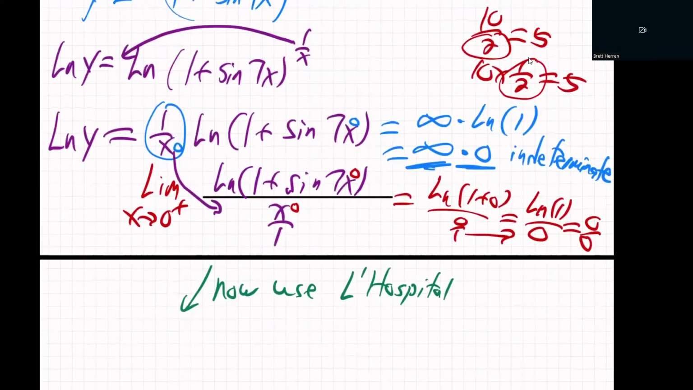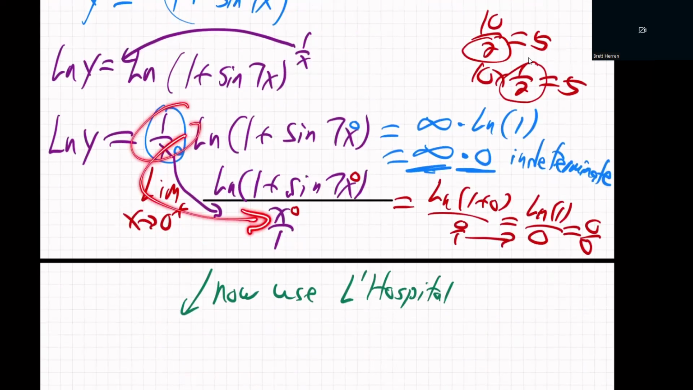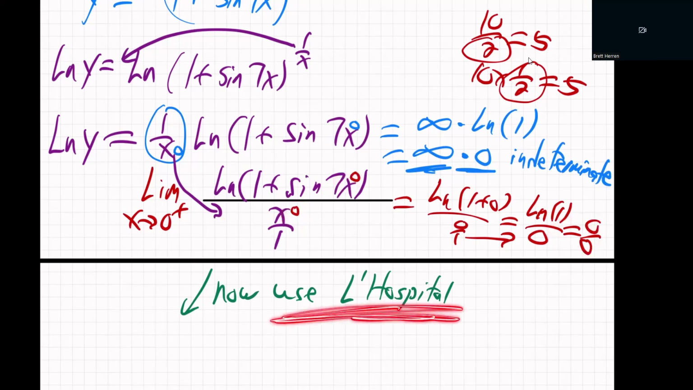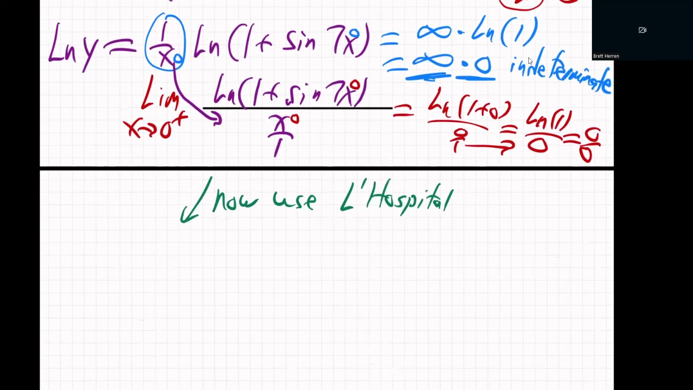We rearranged it. We took that 1 over x, flipped it to the bottom, x over 1. Because it was infinity times 0, that's no good. Grab that, flip it to the bottom. Plug it in again. Now it's 0 over 0, and that's green light. L'Hopital, drive your car. The light is green. You go through that intersection. So now it's L'Hopital time. We get 0 over 0. So what does that mean I can do?